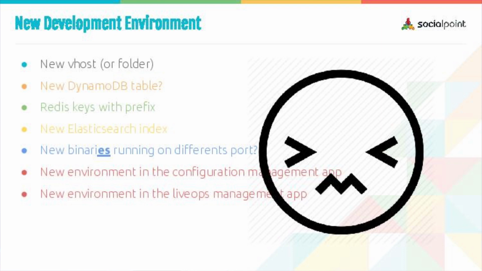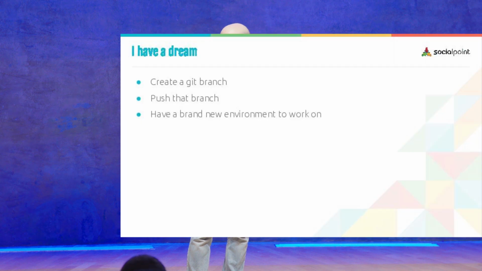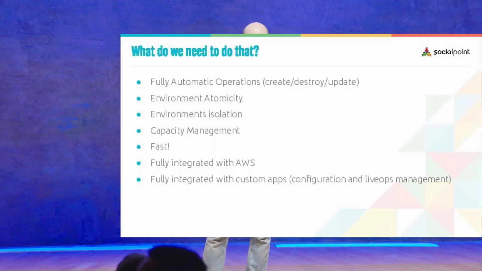So I have a dream. Imagine that you can create a Git branch, push it to the repository, and you have a new running environment for you, where you can upload new code and the environment is updated. And you can destroy that branch and the environment is destroyed, completely automatically. Imagine a level designer or game designer that can create environments on their own. They create the environment, tune up the features, and just erase it when they are done. This is a very abstract idea. What do we need to do that? We need fully automatic operations.